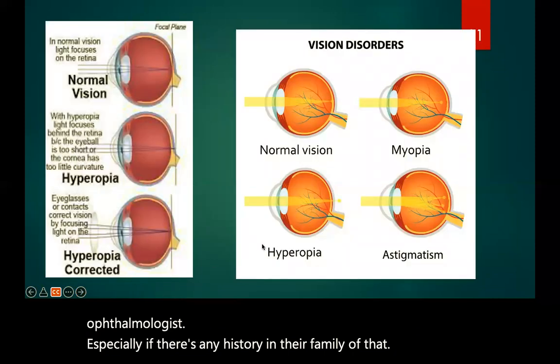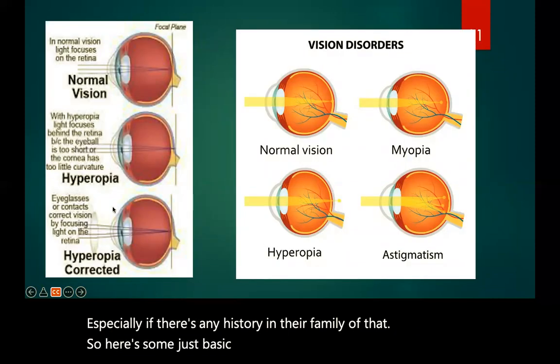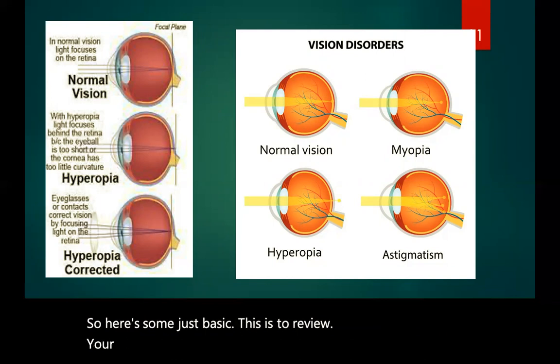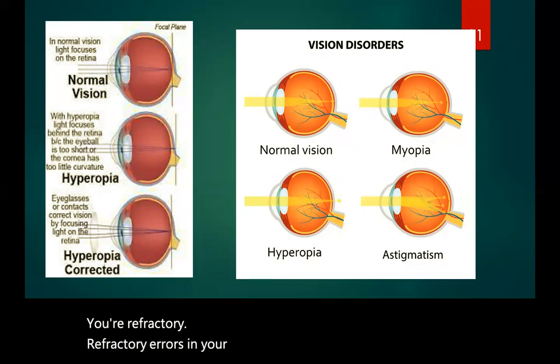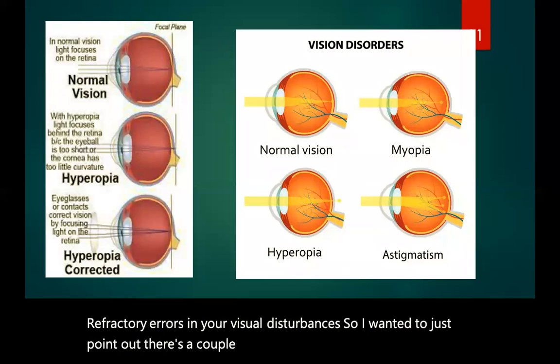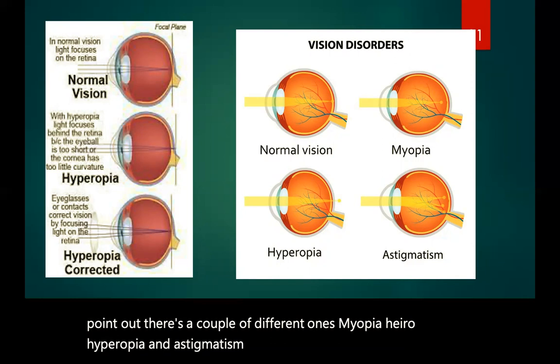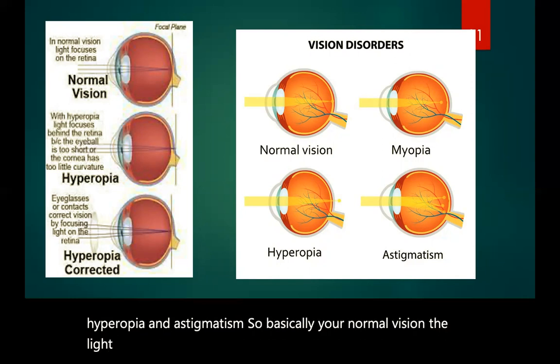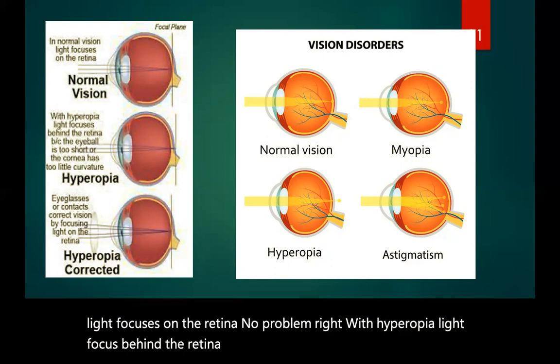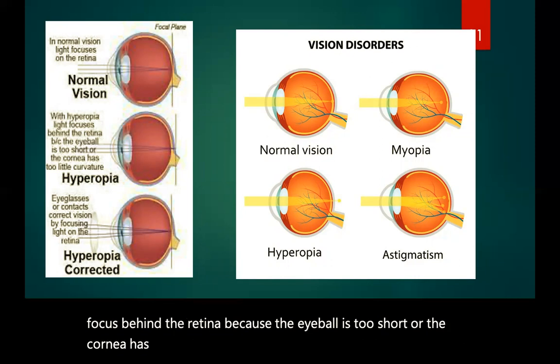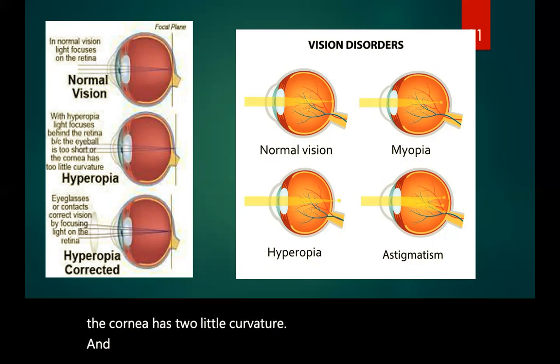Okay, so here's some basic review of your refractory errors in your visual disturbances. I wanted to point out there's a couple of different ones: myopia, hyperopia, and astigmatism. Basically, with normal vision, the light focuses on the retina, no problem, right? With hyperopia, light focuses behind the retina because the eyeball is too short or the cornea has too little curvature. And then hyperopia can be corrected with eyeglasses or contacts.